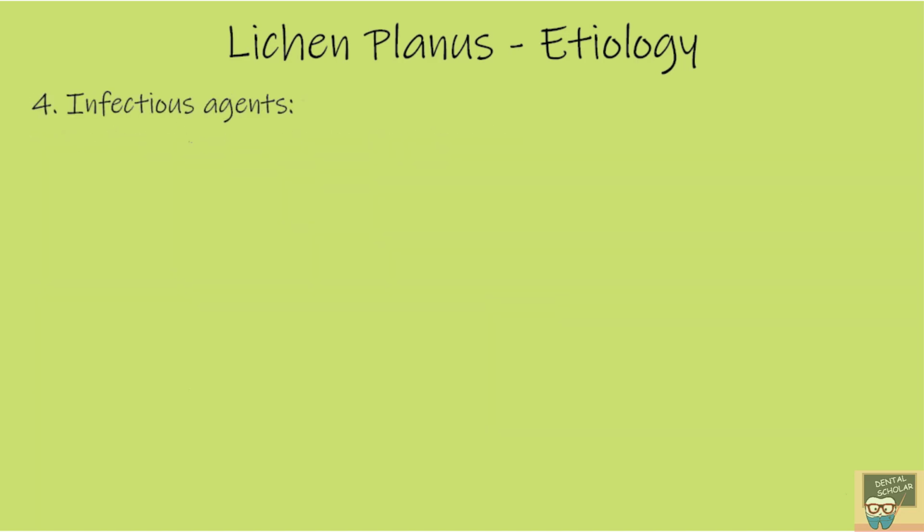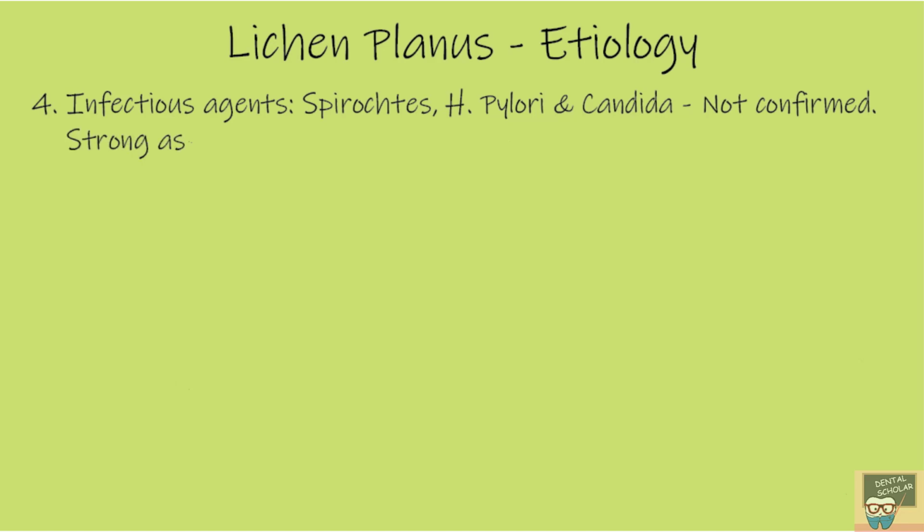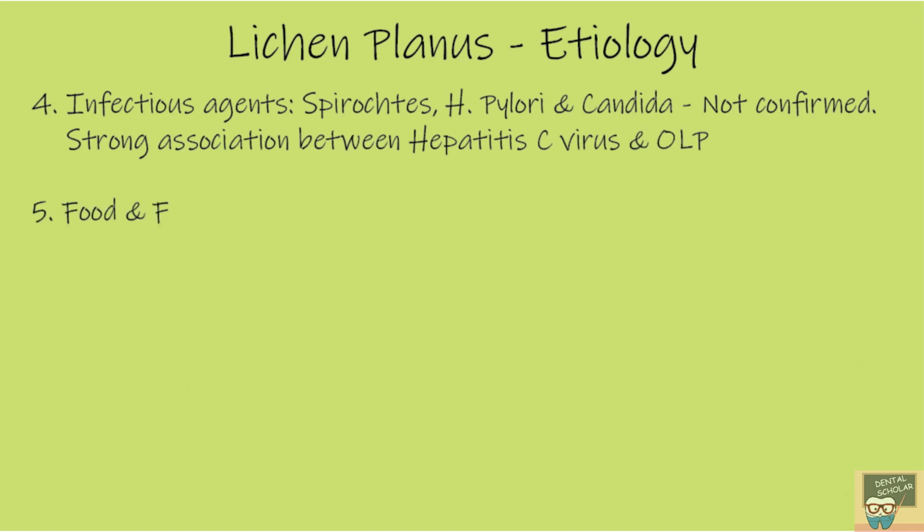Various infectious agents, for example, spirochetes, H. pylori and candida may also be associated with oral lichen planus, though their association is not yet confirmed. Some studies have suggested a strong association between hepatitis C virus and oral lichen planus. Certain food and food additives such as cinnamon and aldehyde may also be associated with oral lichen planus.